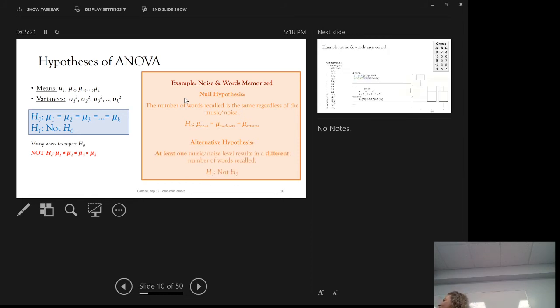At least one of the noise conditions results in a different average number of words memorized, not the null hypothesis. It's a little harder to write. I mean, this is short to write, but you can't write it as tidily as this, because it could be that none is different than moderate, or it could be that moderate is different than extreme, or maybe all 3 are different. The alternative hypothesis is any of those scenarios.